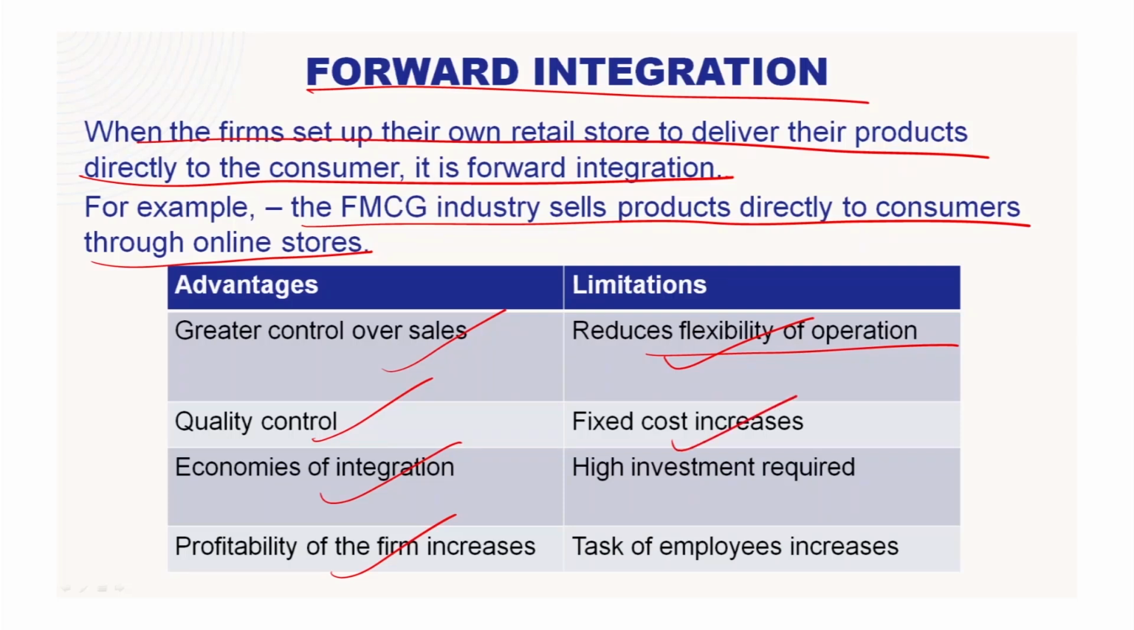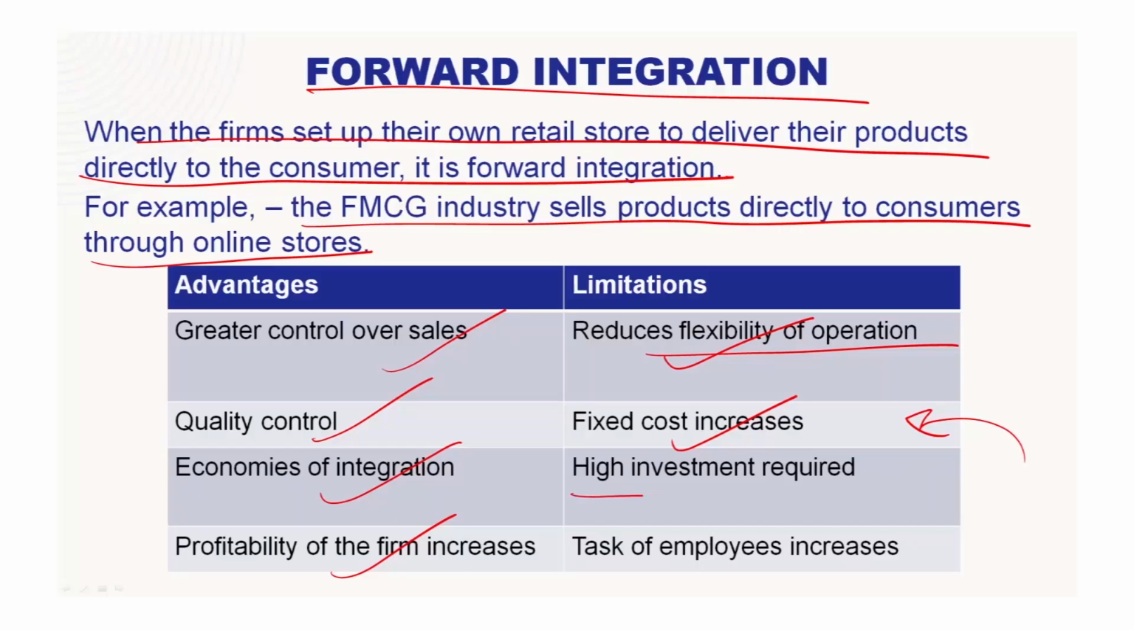over the operation part you yourself are managing, so it can be very rigid in how the product is delivered to the consumers. Fixed cost increases. You have to set up stores where the consumers will be visiting and purchasing your products. Huge investment, because fixed costs increase and raw material prices increase, your overall cost will be very high. And the last one, the task of the employee also increases. So ultimately the management workload will also increase, but you will see that you are directly in touch with the consumers.